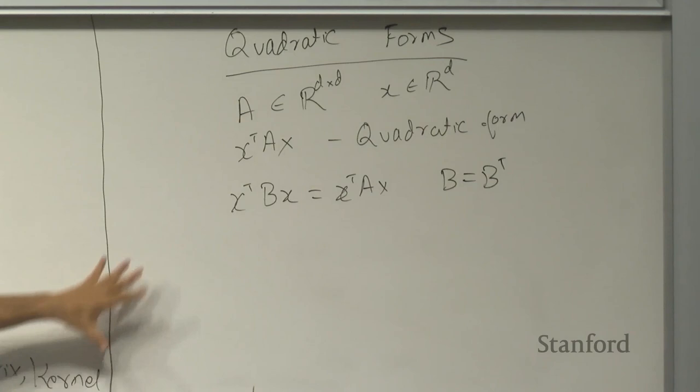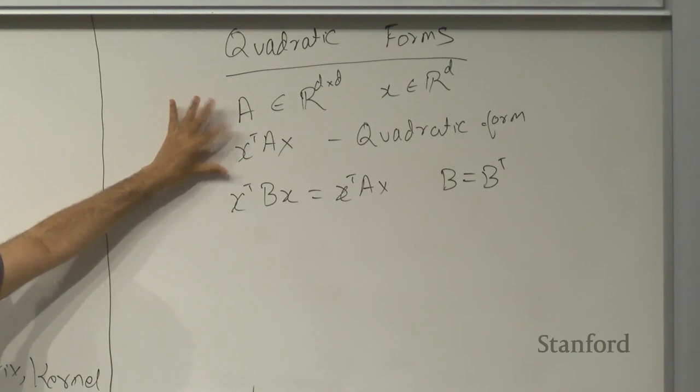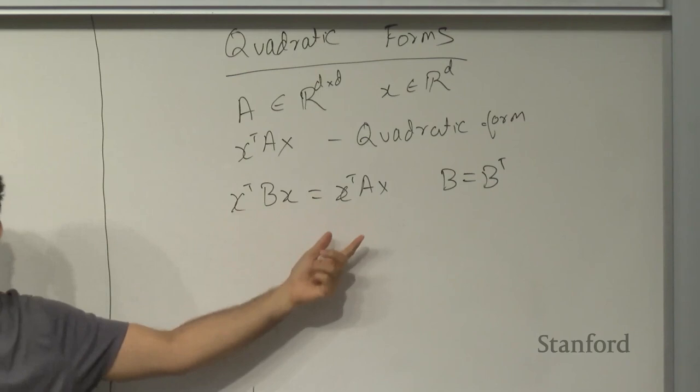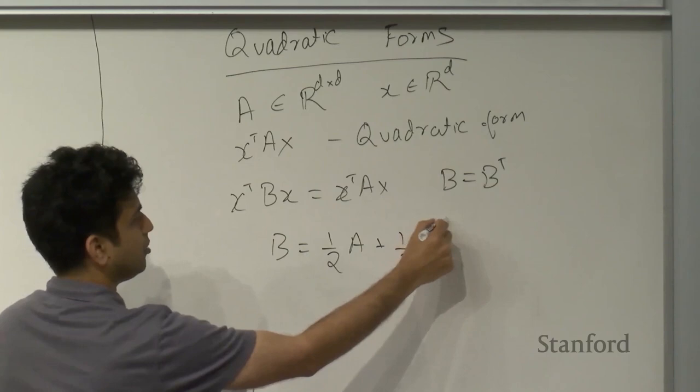It's also in the notes. I don't want to spend too much time on proving this. It's a very simple proof. But whenever you're dealing with quadratic forms, it is safe to assume that the matrix is symmetric, just because you can always represent it as another symmetric matrix B, where x transpose B x equals x transpose A x for all values of x. And B happens to be just half of A plus half of A transpose.